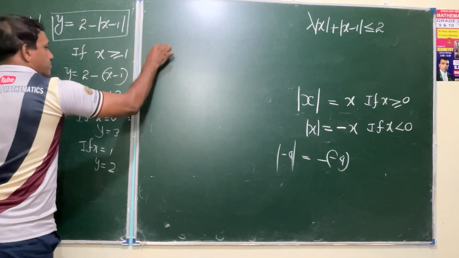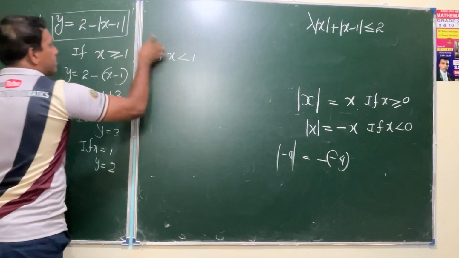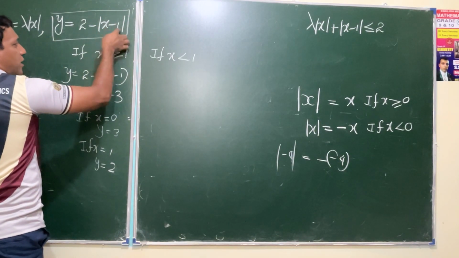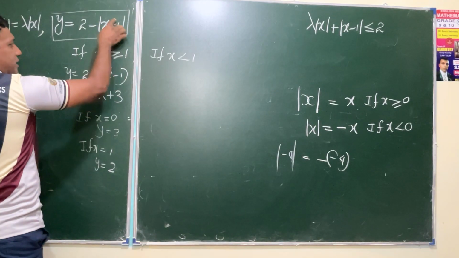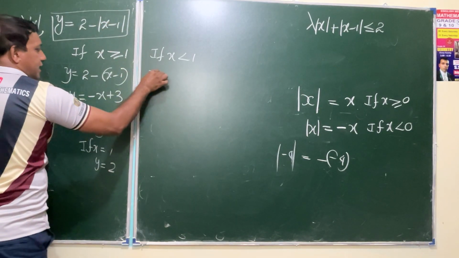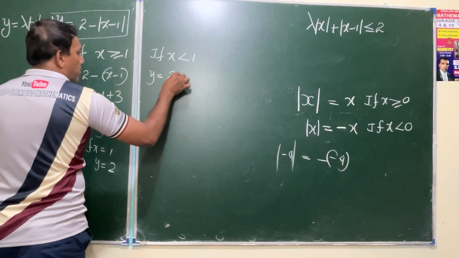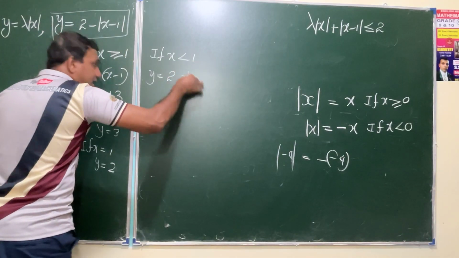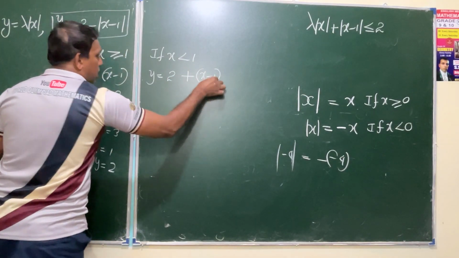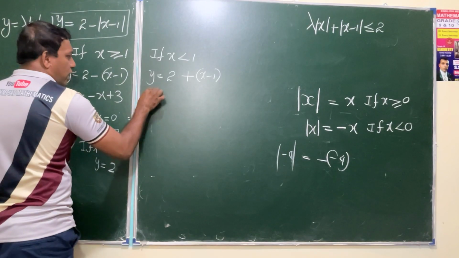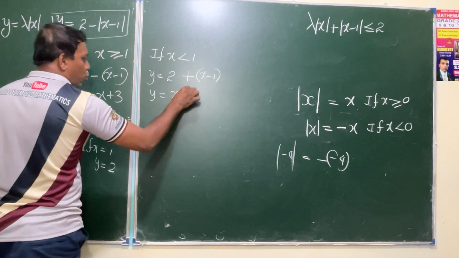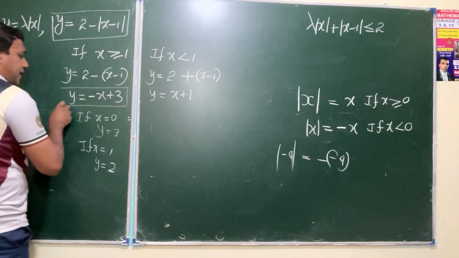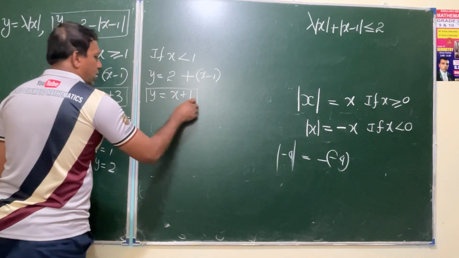If x is less than 1, that means this is a minus part, right? x becomes smaller than 1, like a half, or 0, or negative 5, whatever. So y equals 2 minus, and this is a minus part now. You put an extra minus and write it as it is, so it becomes plus then. Therefore, the answer is y equals x plus 1, right? So we have y equals minus x plus 3, and y equals x plus 1.